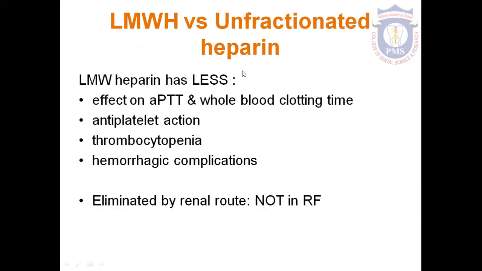What are the differences of low molecular weight heparin compared to unfractionated heparin? Low molecular weight heparin has less effect on the partial thromboplastin time and the whole blood clotting time. It has less antiplatelet action, and it has less thrombocytopenia and less hemorrhagic complications. It is eliminated by the renal route, so we should not give it in cases of renal failure. So it has less hemorrhagic complications, less thrombocytopenia, and less effect on the clotting times.